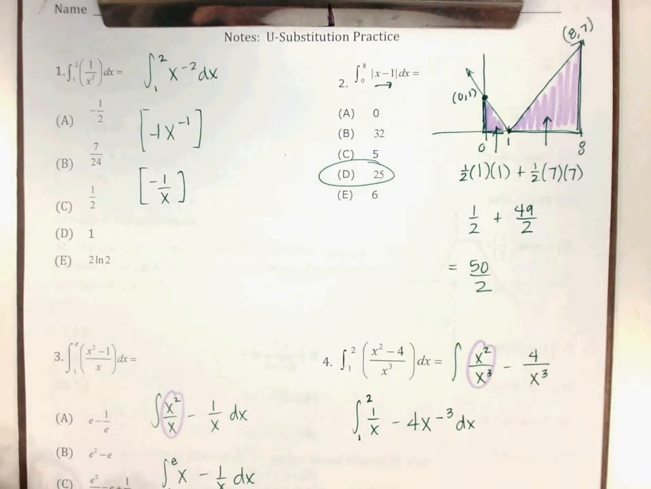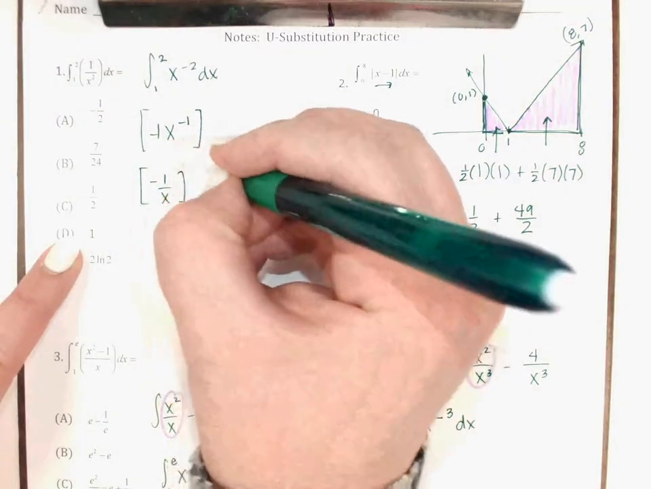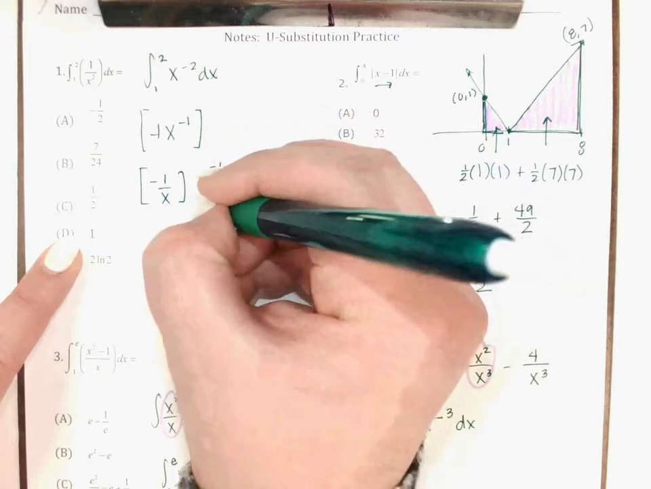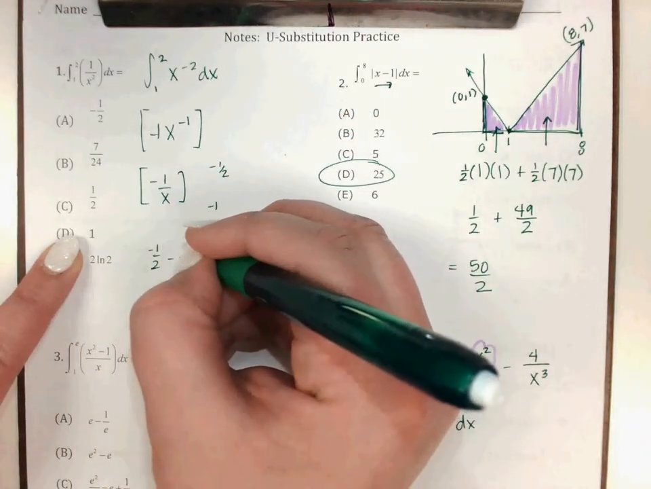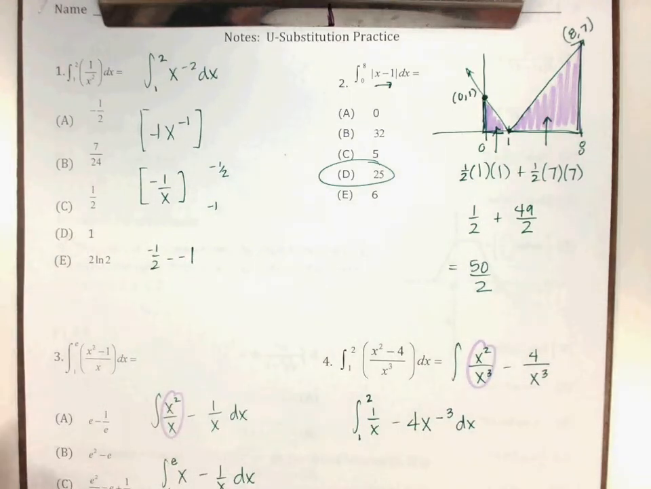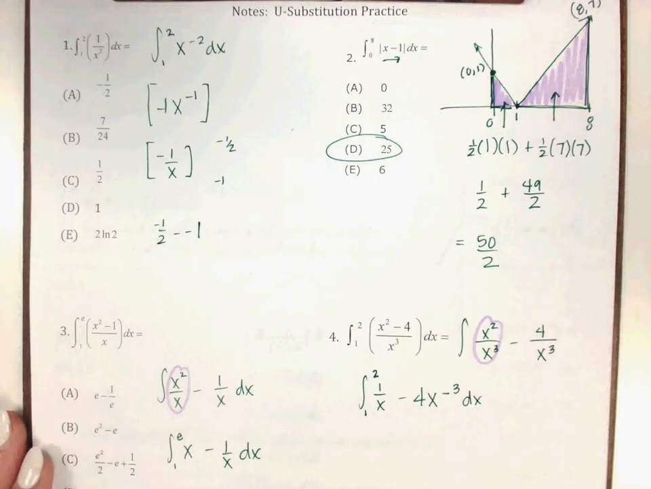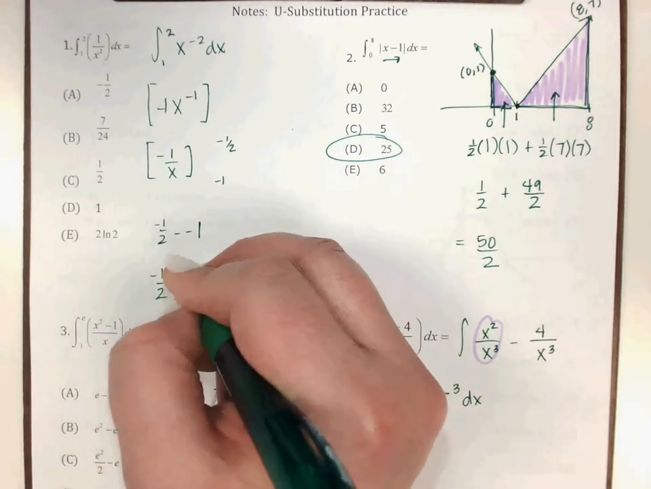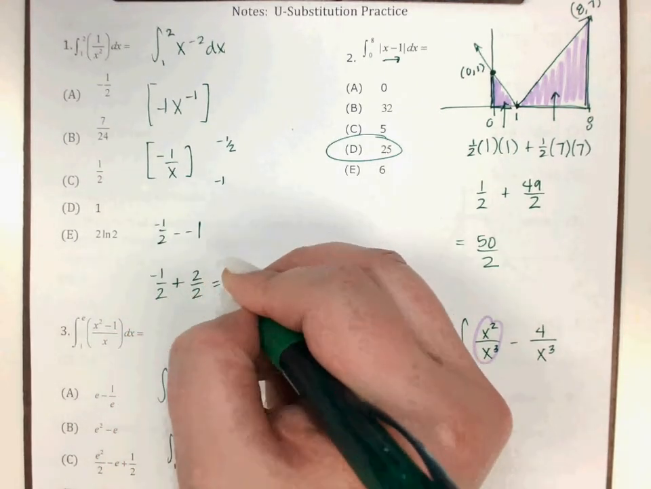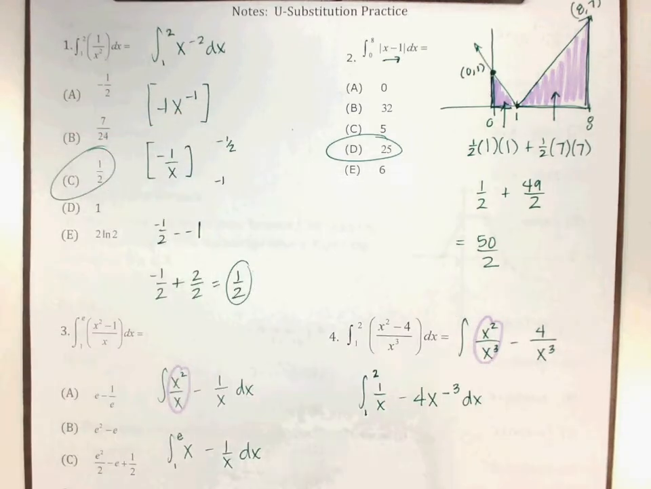Okay, then on this one, you should have gotten negative 1/2 on top, negative 1 on bottom, and then minus negative 1/2 switches it to a positive. Or I said that wrong, but you get what I mean. So then that becomes a plus. I have negative 1/2 plus 2/2, which gives me 1/2, answer C. Make sense? Okay, so these are all off the AP test in the last couple years. So this is the kind of fraction stuff you might have to do.